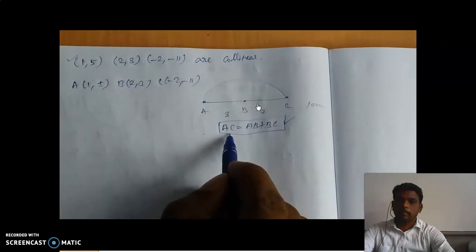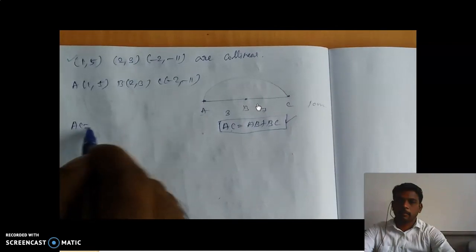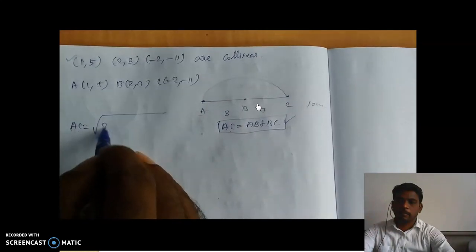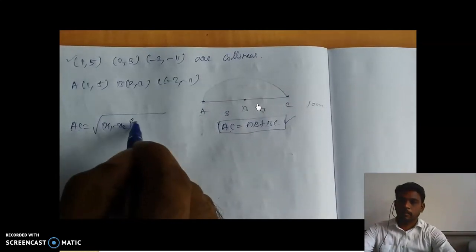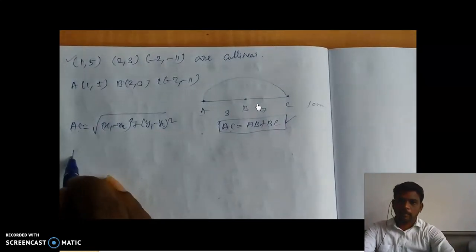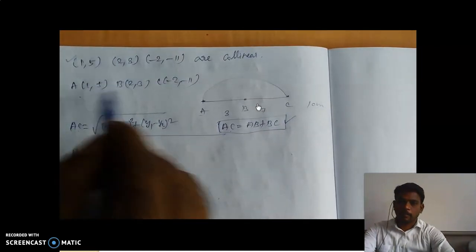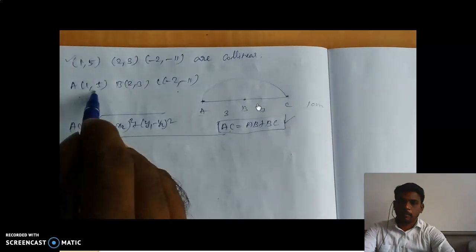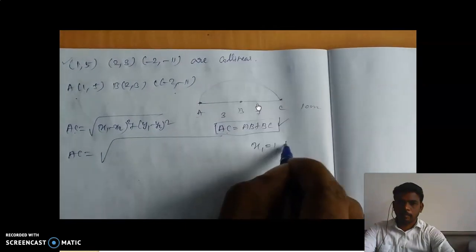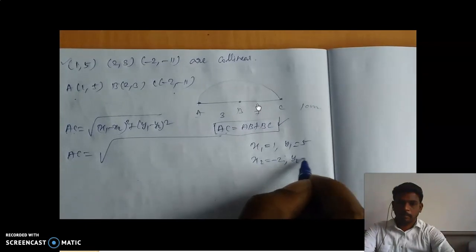AC is nothing but the distance between A and C. So first we are going to find them one by one. AC equals the distance between the points A and C. What is the distance formula? Root of (x1 minus x2) whole square plus (y1 minus y2) whole square. That is the distance formula. So here x1 equal to 1, y1 equal to 5, x2 equal to -2, y2 equal to -11.